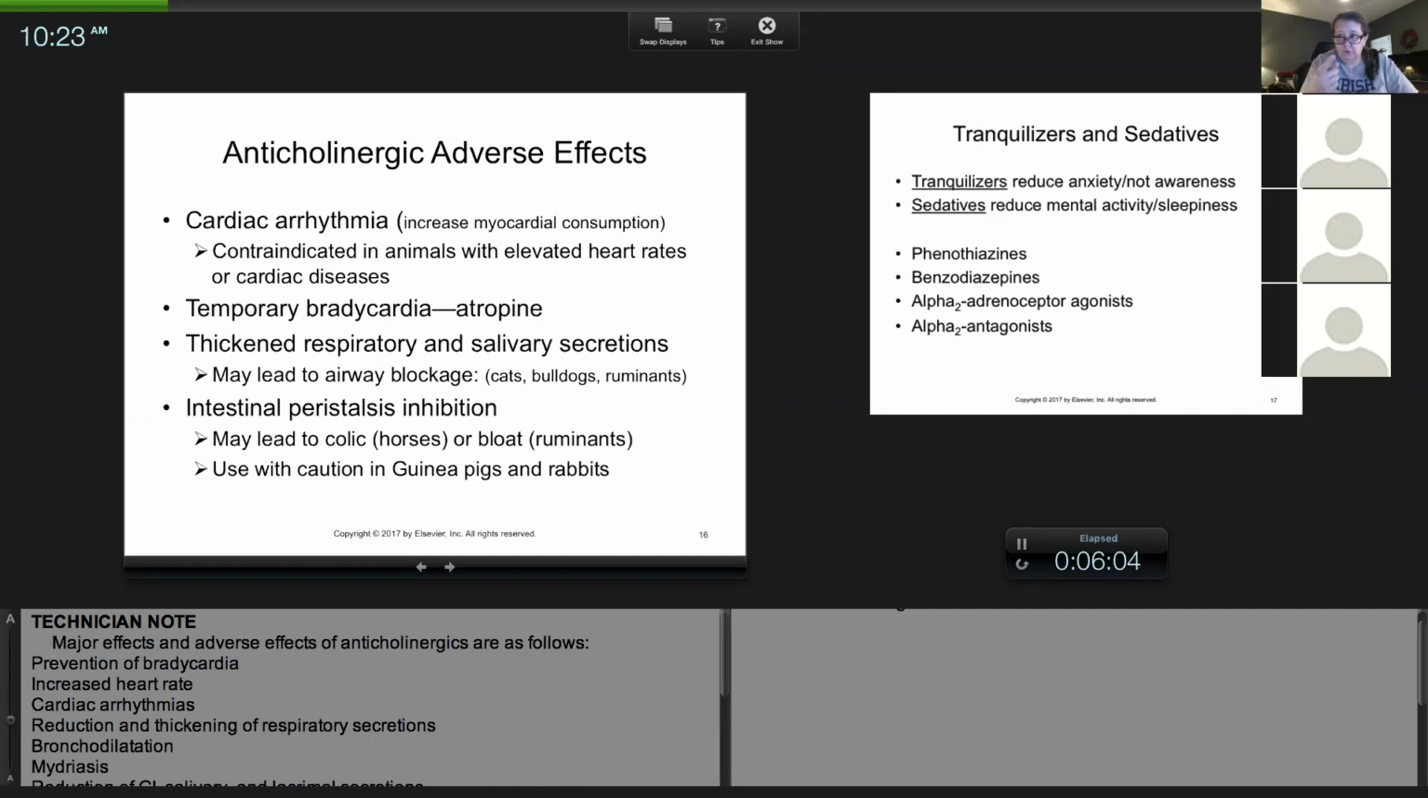Atropine is the drug of choice for when you have second and third degree heart block. When you have a bradyarrhythmia like those heart blocks, you are going to treat it with atropine.